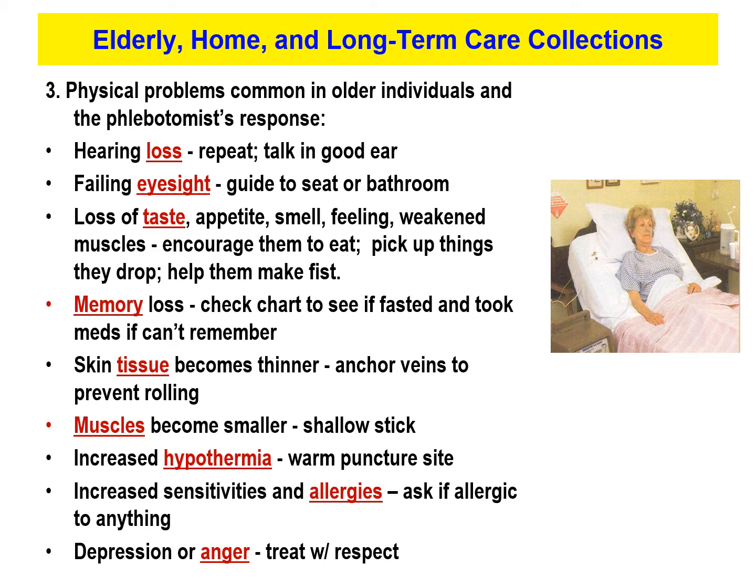Now, when it comes to memory loss, you want to check their chart to see if they fasted or took meds, if they can't remember. If you ask them, you might need to explain it in a way in which they remember. If they're in a facility, then they serve them their food. So if they can't remember if they ate or not, and it could happen, make sure you either check their chart or check with their nurse to see if they were served their meal that day. If they can't remember about meds, you might want to ask your nurse to make sure they're not taking any medication that could cause them to bleed longer, right?